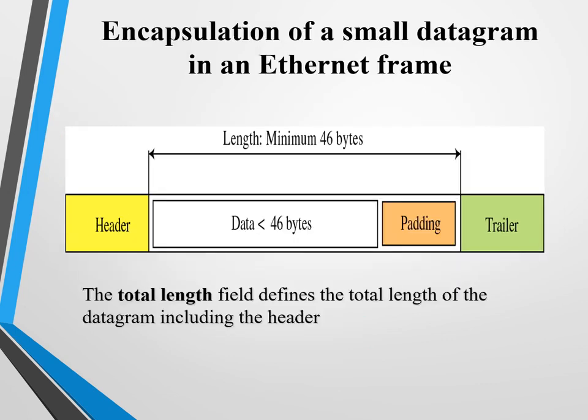Encapsulation of a small datagram is an Ethernet frame. क्या होगा? There should be one header, there should be one trailer. Total length field define करता है कि total length of the datagram क्या है और including the header. और जो maximum transmission unit के अंदर जो डाटा की minimum length है that would be 46 bytes.